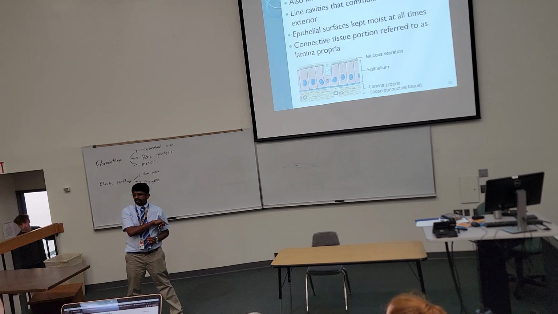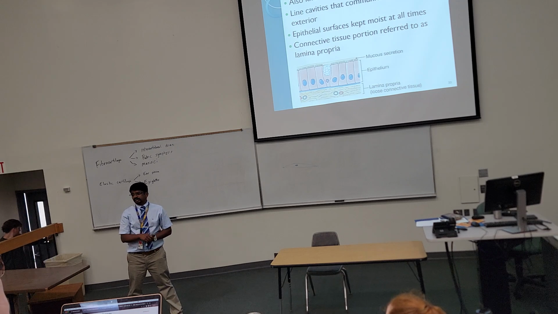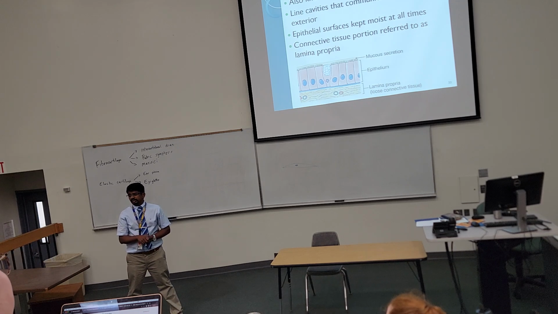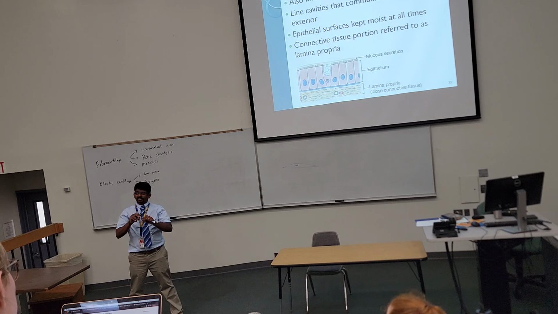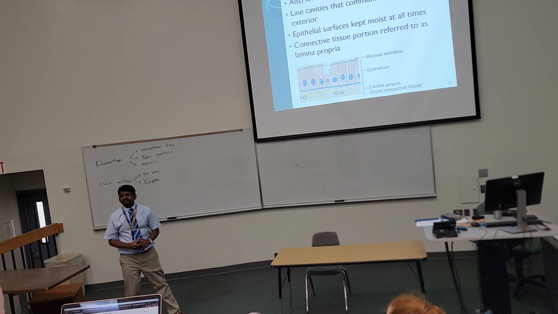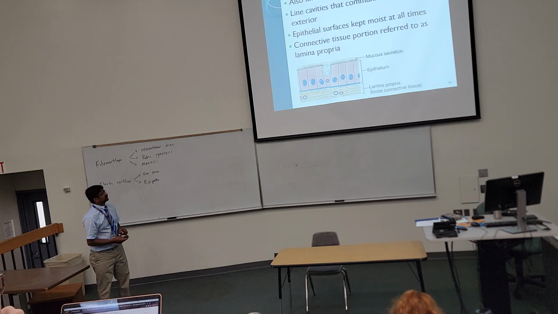So I want to distinguish between pseudostratified. Where do we find pseudostratified columnar epithelium? The trachea and large bronchi. Well, the small bronchi will also have columnar epithelium.